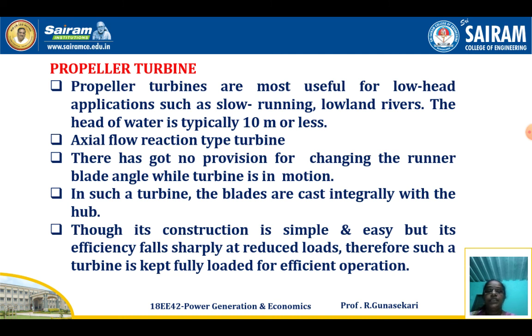It is an axial flow reaction turbine that has no provision for changing the runner blade angle while the turbine is in motion. In such a turbine, the blades are cast integrally with the hub. Though its construction is very simple and easy, its efficiency falls sharply at reduced loads. Therefore, such a turbine, that is the propeller turbine, is kept fully loaded for efficient operation.